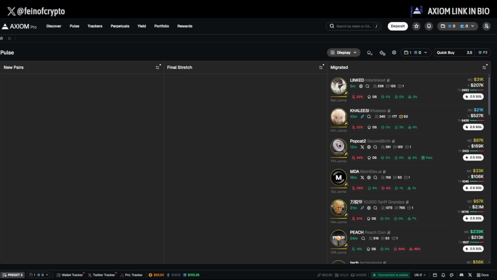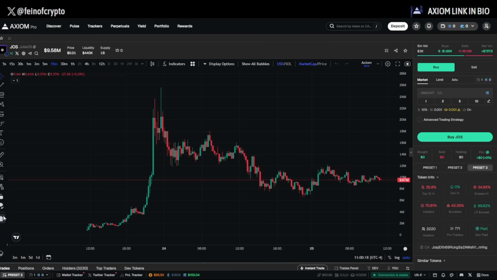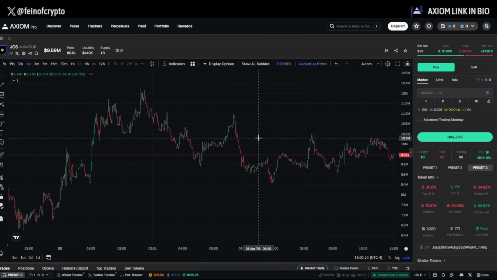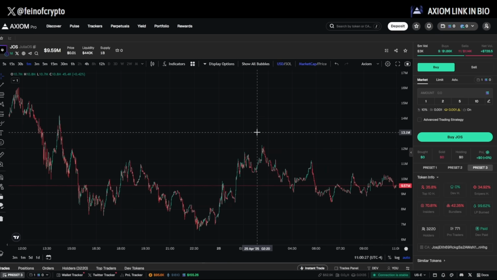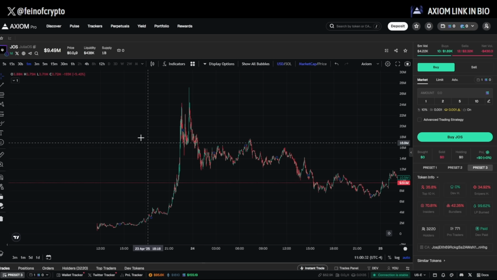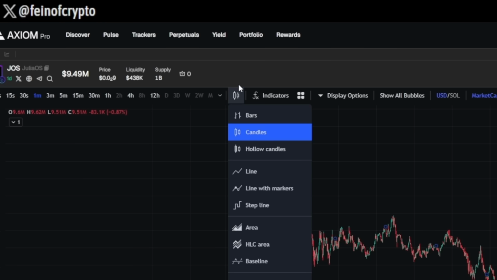This is one very simple trick that can really help to spice up your game. So let's go to any random coin that I've been recently looking at. Let's go to the 1 minute chart. The higher the market cap, the better in terms of higher time frame you can use. So I'm just doing the 1 minute just to zoom in here, but we'll zoom out in a little bit. So what you want to do is go to Candlesticks right here on Axiom.